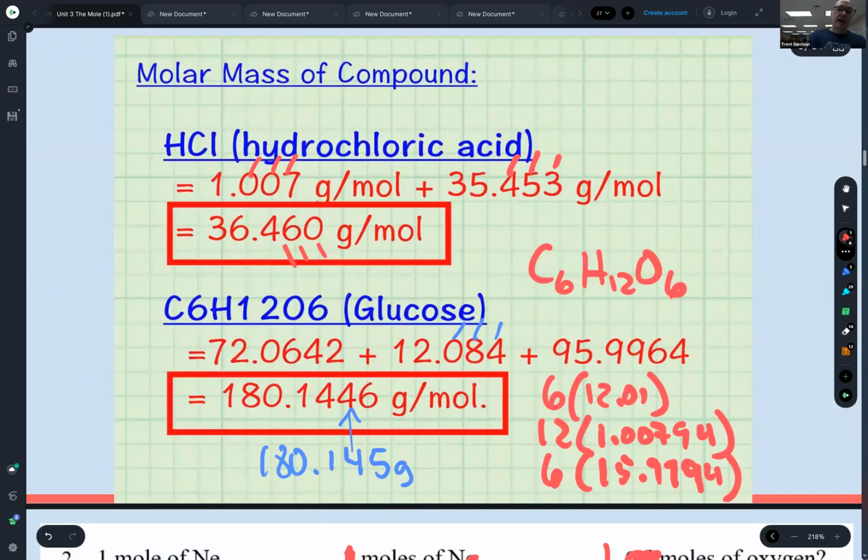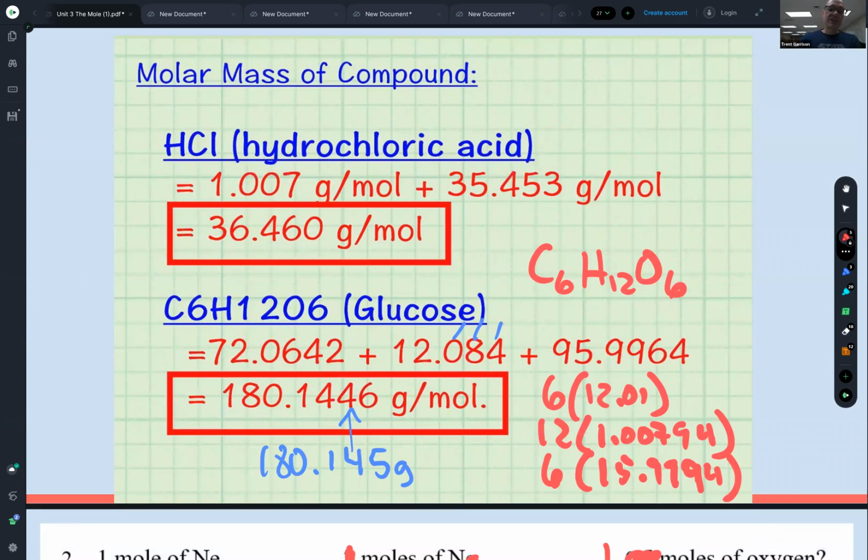All right. And then 2 more examples here. I've got hydrochloric acid, HCl. How many digits does it have? Oh, by the way, it's just 1 H, 1 Cl. So I've got 1, 2, 3 digits after the decimal, 1, 2, 3 digits, 1, 2, 3 digits in my answer. Everything worked out okay.